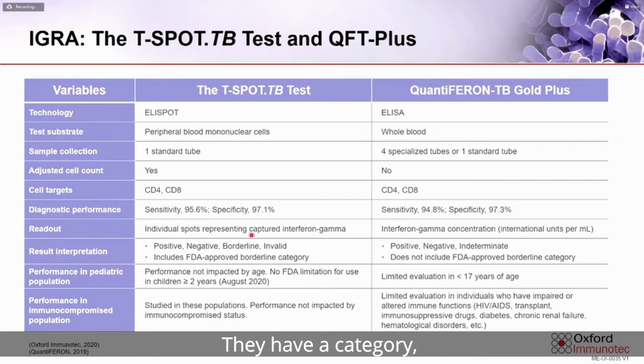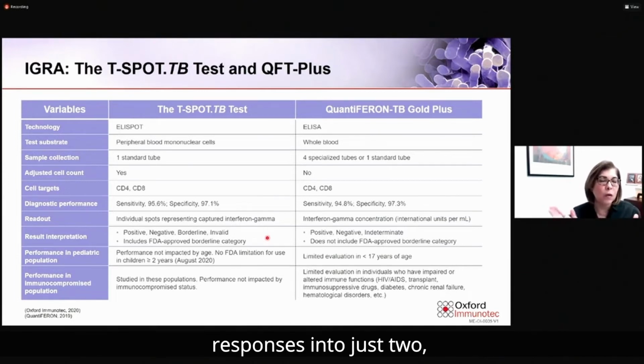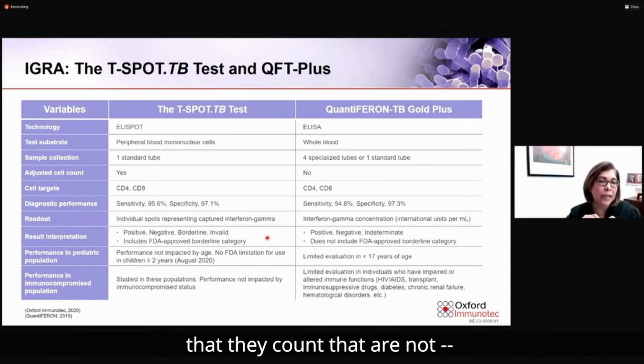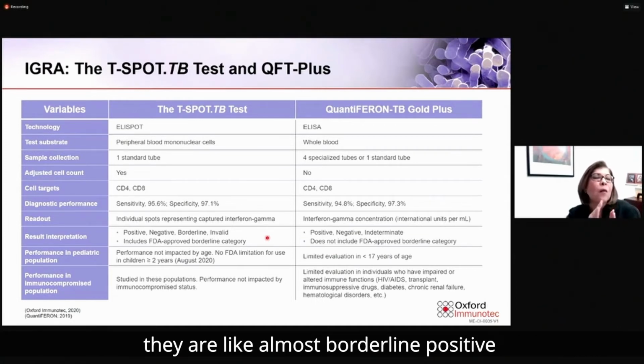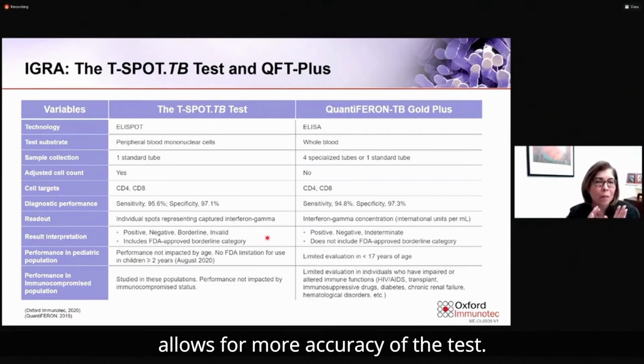In the results, they have a category that is called borderline. So it's positive, negative, borderline, or invalid. This is an important thing to highlight, because instead of just dividing the responses into positive or negative, they account for a number of spots that are almost borderline positive or borderline negative, and that allows for more accuracy of the test.